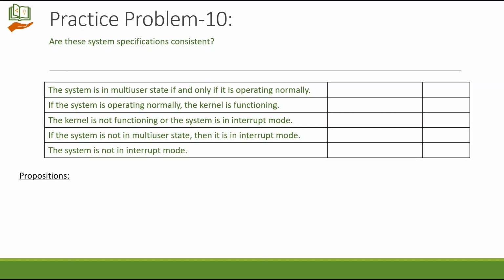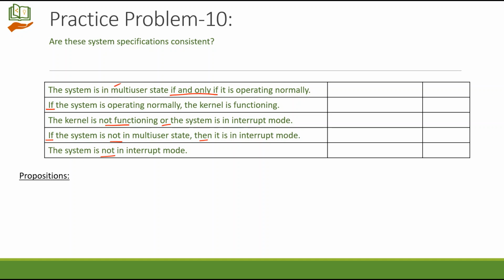The system is in multi-user state if and only if it is operating normally. If the system is operating normally, the kernel is functioning. The kernel is not functioning, or the system is in interrupt mode. If the system is not in multi-user state, then it is in interrupt mode. The system is not in interrupt mode. I have just marked the logical operation terms alone. So we have some statements.